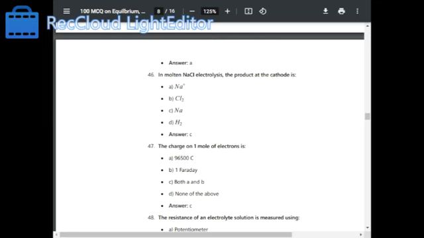Question number 47. The charge on 1 mole of electron is option A 96500 coulomb, option B 1 Faraday, option C both A and B, option D none of the above. The correct answer is C, both A and B. Charge on 1 mole of electron is 96500 coulomb and 1 Faraday. Both are correct and C is correct.